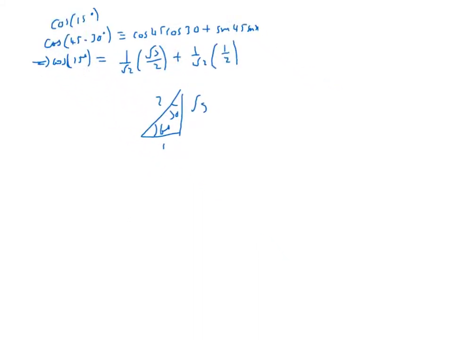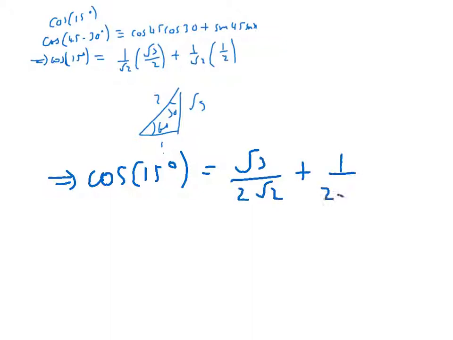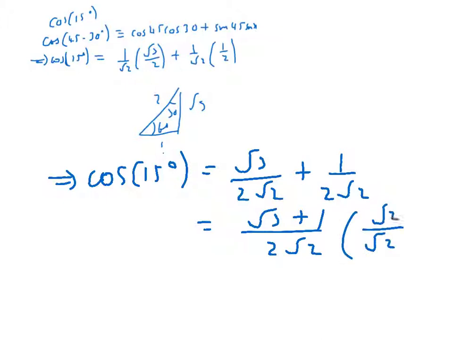Therefore I get cos 15 degrees, that's rubbish, that doesn't look like 15 at all. Cos 15 degrees equals, well, I've got root 3 over 2 root 2 plus 1 over 2 root 2, so this is (root 3 plus 1) over 2 root 2. I could rationalise the denominator by multiplying both top and bottom by root 2, so I get (root 6 plus root 2) over root 2 times 2, which is 4.